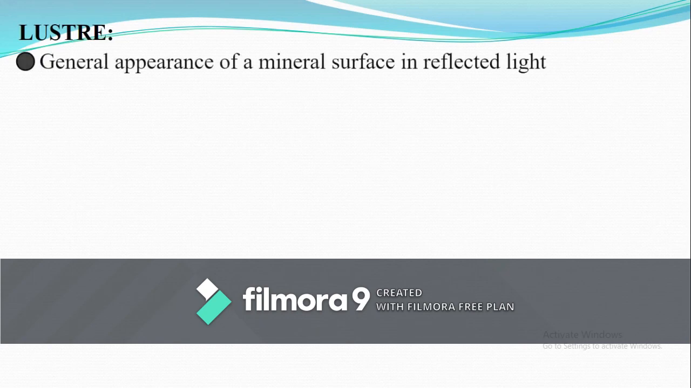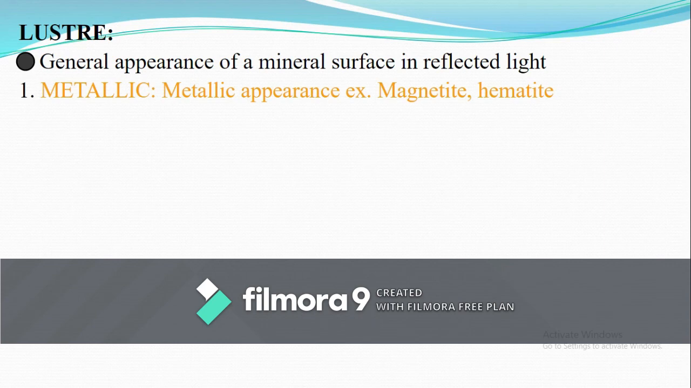Then what is luster? Luster is the general appearance. You take the mineral and see it in white light. Whatever appearance it shows is called the luster of the mineral. It is the reflectance of the mineral in reflected light. Different types of luster are there. Suppose you take the mineral and see it in the hand specimen, and it is shining like a metal. Luster is the shining: what kind of shining it gives in normal light.